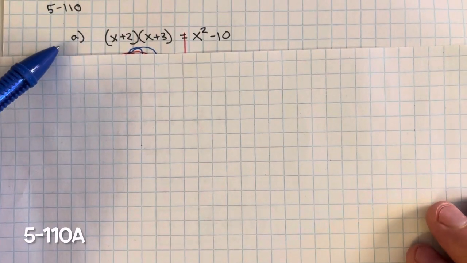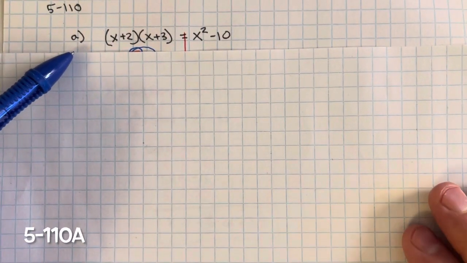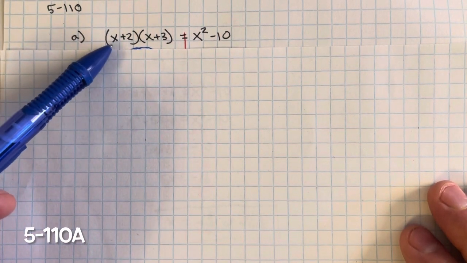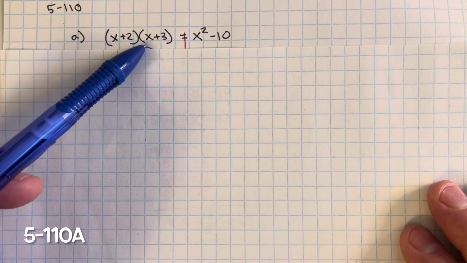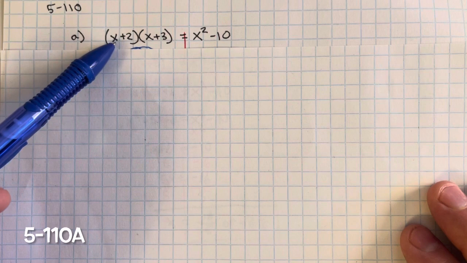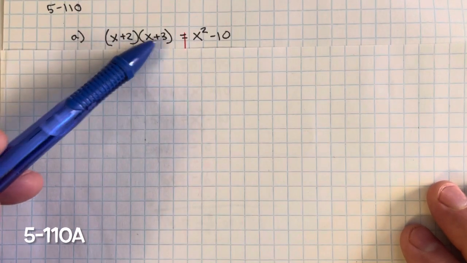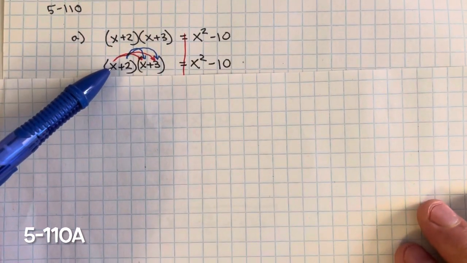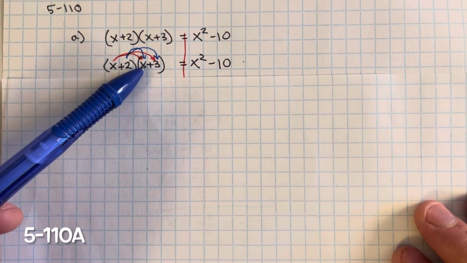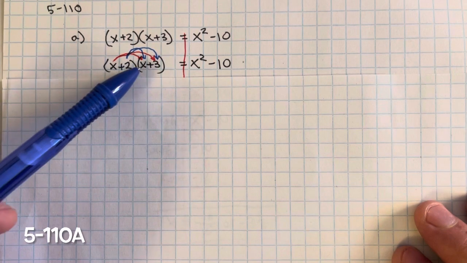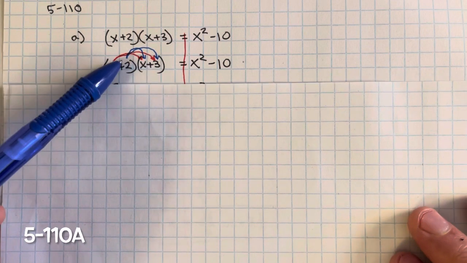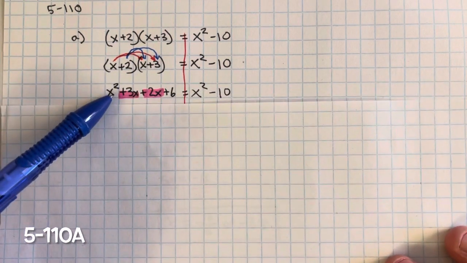For problem 110, we need to solve each equation. So for A, we have the quantity of x plus 2 multiplied by the quantity of x plus 3. So we need to go ahead and distribute these terms to these two terms. So x needs to be multiplied by these two terms, and then 2 also needs to be multiplied by these two terms. So x multiplied by x equals x squared.